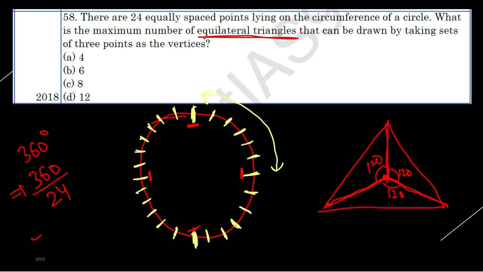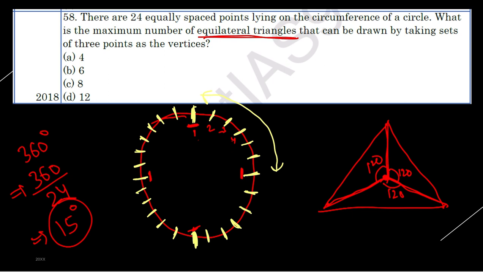360 divided by 24. So going from point number 1 to point number 2, there is a gap of 15 degrees. From point number 2 to point number 3, there is a gap of 15 degrees. 3 to 4, 15 degrees, and so on. So every 2 points have a difference of 15 degrees. I hope this is clear.